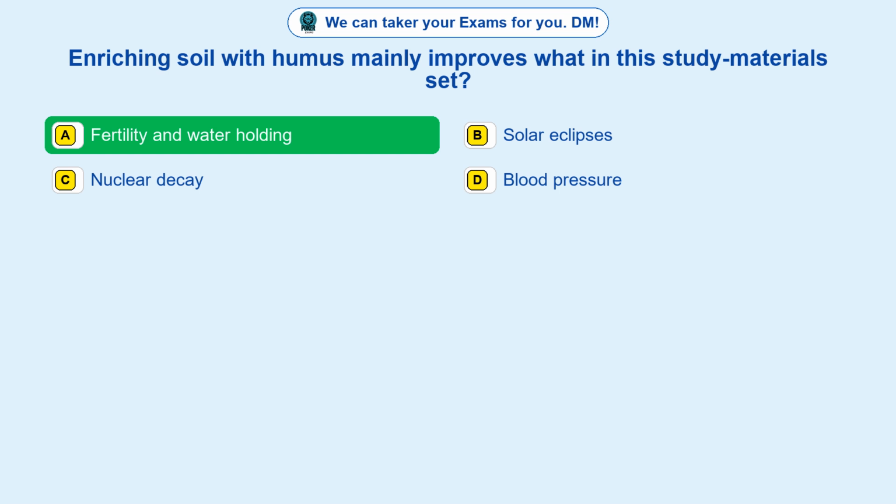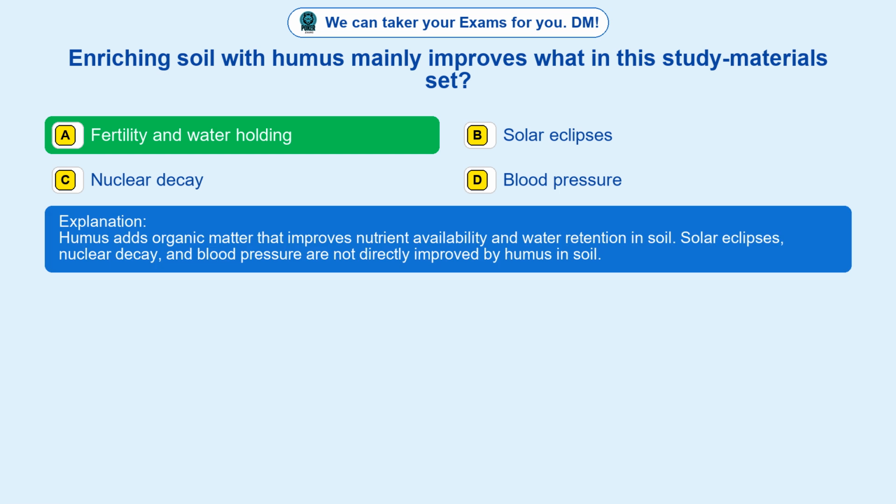Fertility and water holding. Humus adds organic matter that improves nutrient availability and water retention in soil. Solar eclipses, nuclear decay, and blood pressure are not directly improved by humus in soil.